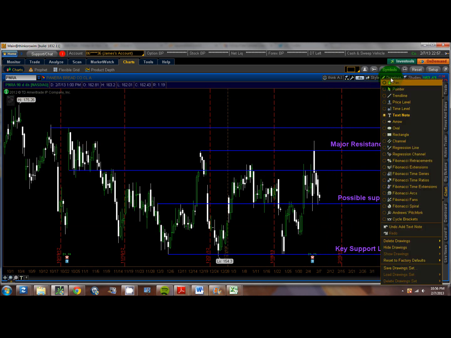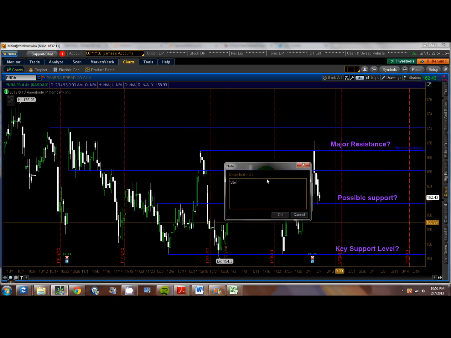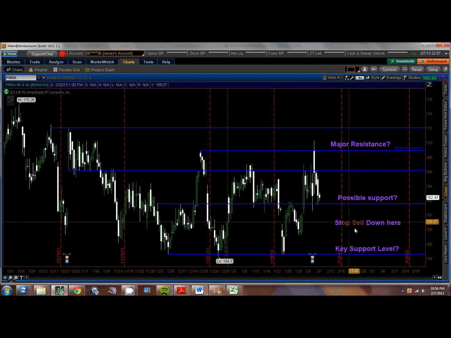Oh, that's not what I wanted. Text note, yeah, that's right. I would probably put my stop sell down here. Right? Put it down there somewhere. Put it down around, it looks like around 159 or so. Because right there, that's about 160.60. So that'll give you a little bit of breathing room, right?